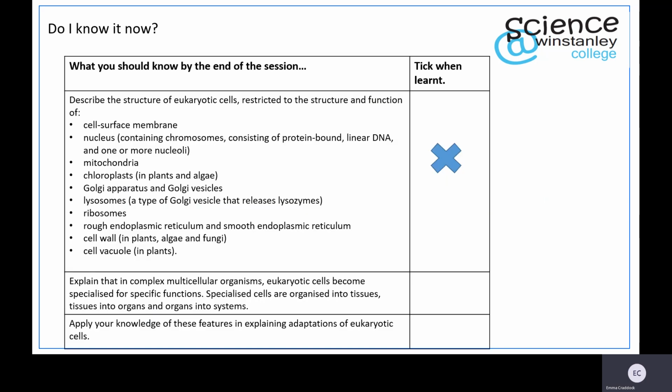So you should now know how to describe the structure of eukaryotic cells restricted to the structure and function of the organelles which we have discussed. You should also be able to explain that in complex multicellular organisms, eukaryotic cells become specialised. They are then organised into tissues, organs, and organ systems. And you should be able to apply your knowledge of these features to explain how cells are adapted to their function.